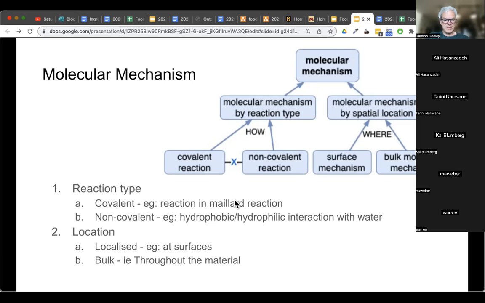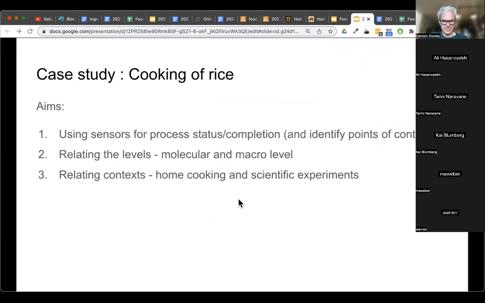Okay, next, Damien. And I'll just say, it's been a learning experience for me to understand, in food science, viewing the stuff at these two different levels. So we took a case study, the cooking of rice, and here we talk about what benefit you get by studying this macro and this micro level.